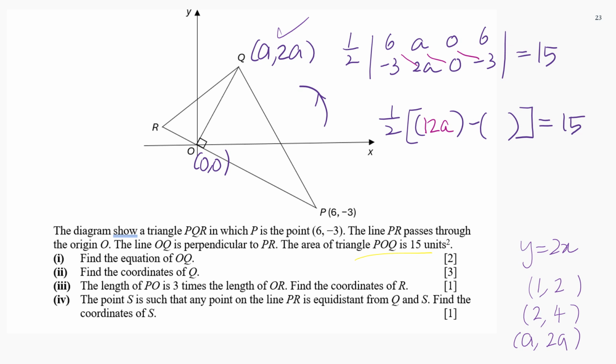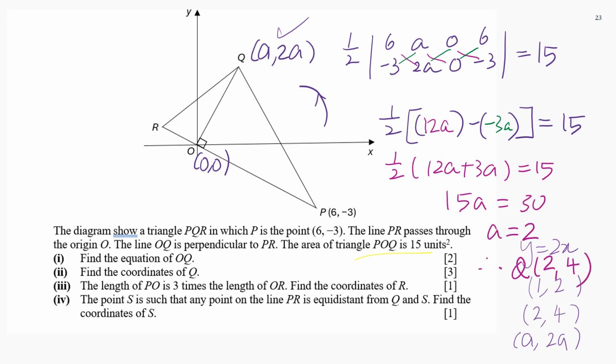6 times 2A plus A times 0 plus 0 times -3. So that gives you 12A. Do the other direction. That gives you -3A. So you will end up with a half. 12A plus 3A equals 15. So that will be 15A equals 30, and therefore A is equal to 2. So from there we can find the coordinates of Q to be (2, 4).